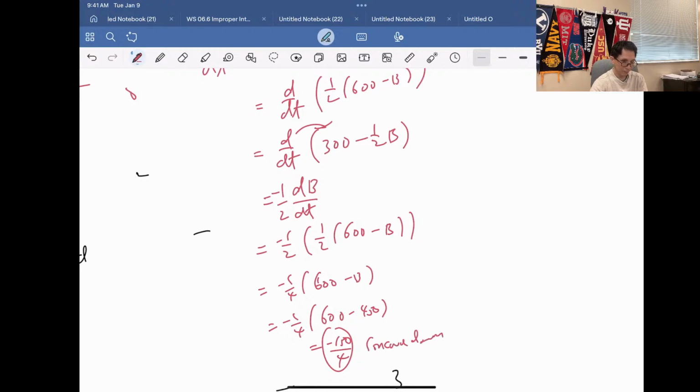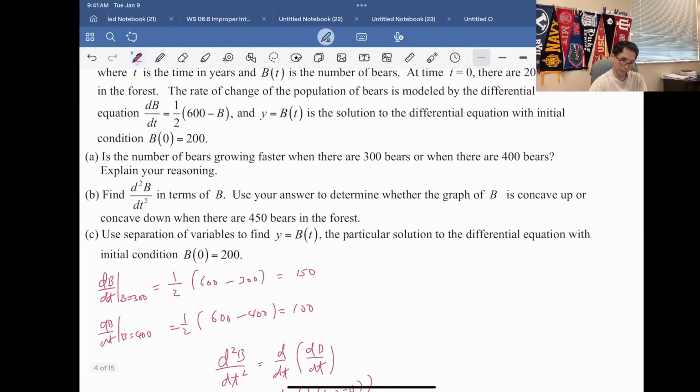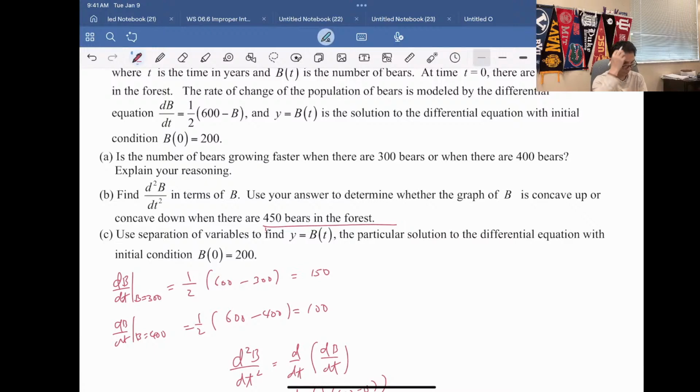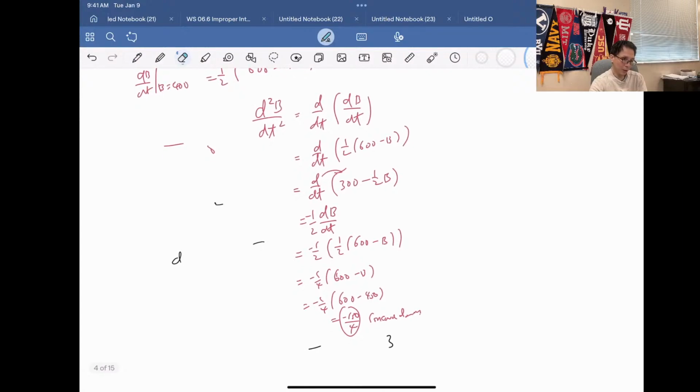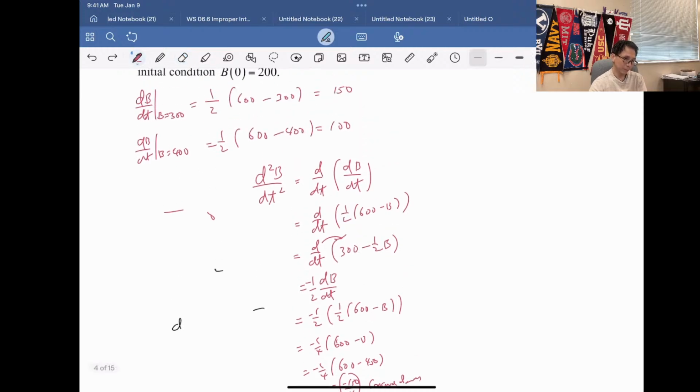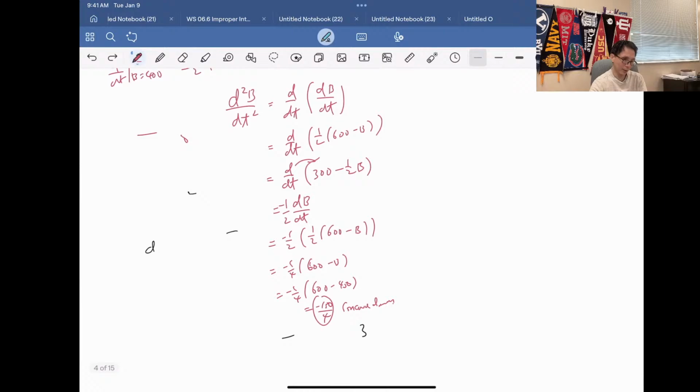Wait, how did you get the 450? Because they say it in the question. Oh, initial. No, it's not an initial condition. It's the number of bears at a certain time. But remember, db/dt is useless, right? If you have negative 1/2 db/dt, that's useless because they only give the bears. So they have 450 bears, and that's the only thing you can do.